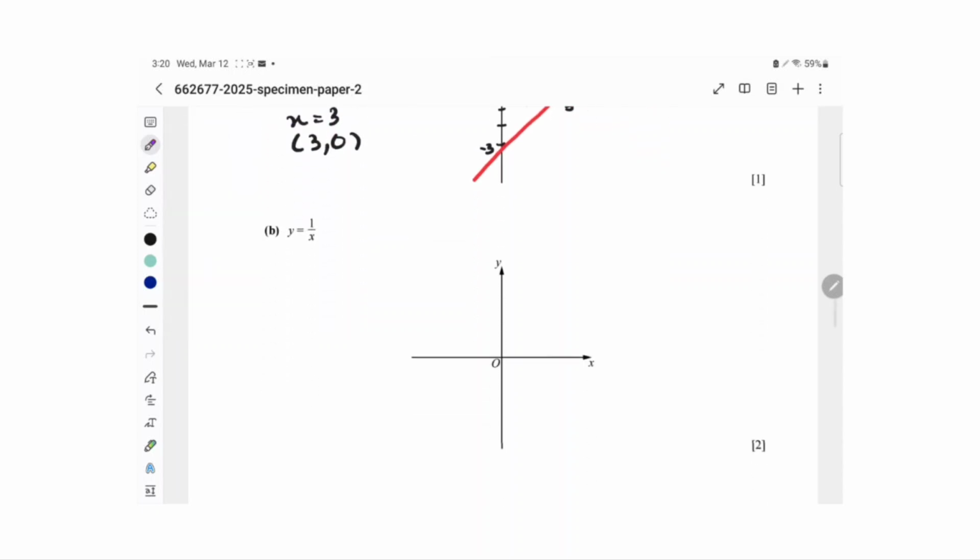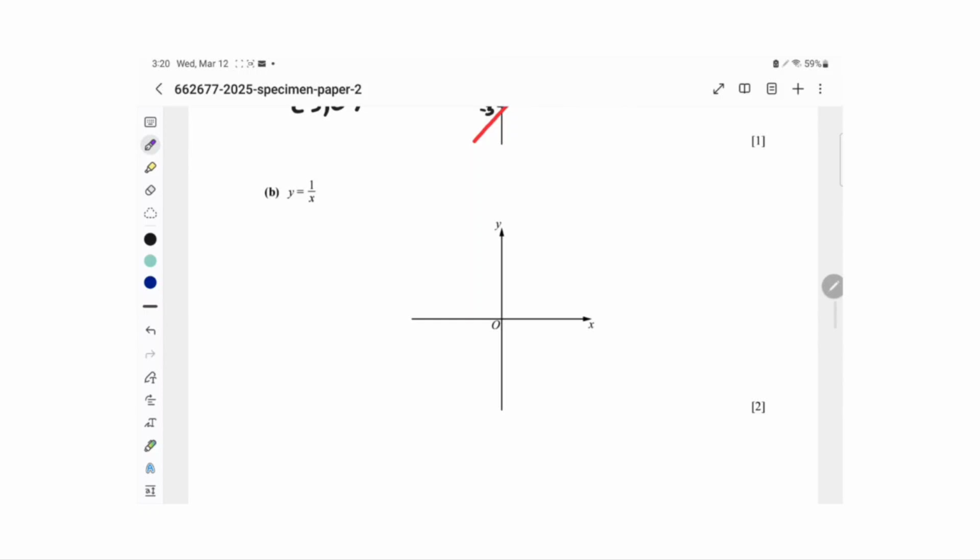The next one, y = 1/x, is a reciprocal function with positive sign. Everyone knows that it is like this. Or if you want to make it very perfect, then you take a few coordinates like we took in the upper one and then find your answer. It's a reciprocal function.